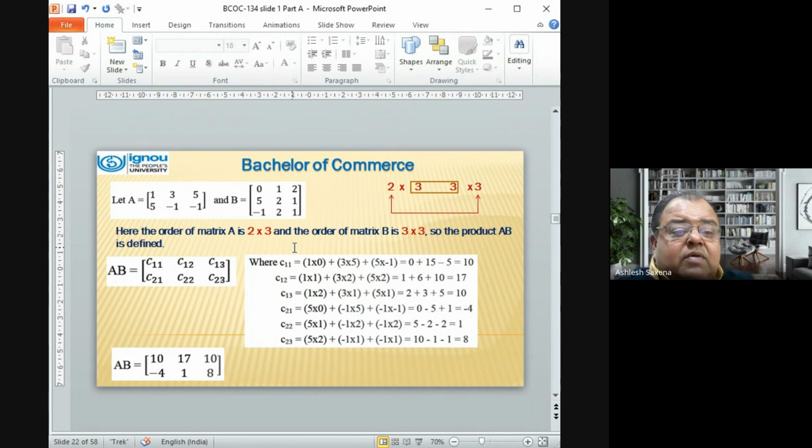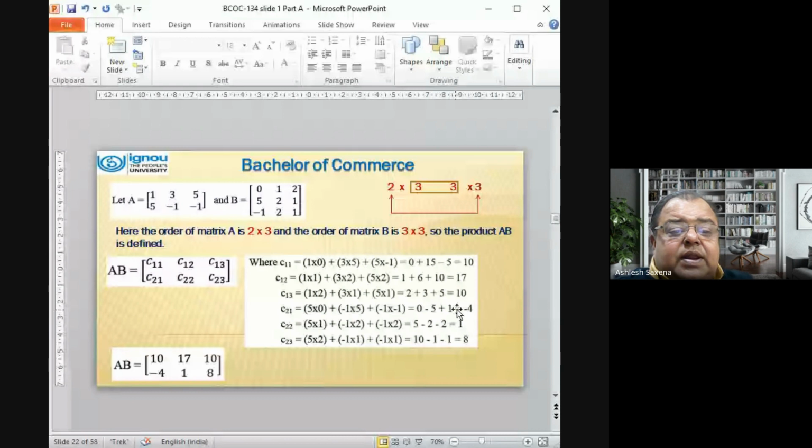1, 3. Left to right, come down. 1 into 2 plus 3 into 1 plus 5 into 1. That will be 10. Here it is 10. Now, second row, left to right, top to bottom. 5 into 0 plus minus 1 into 5 plus minus 1 into minus 1. That will be minus 4.